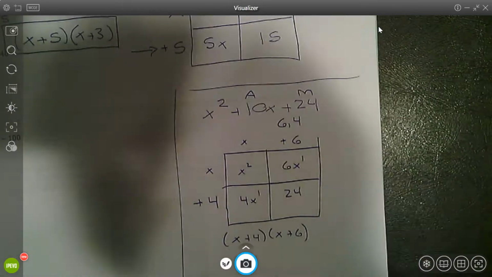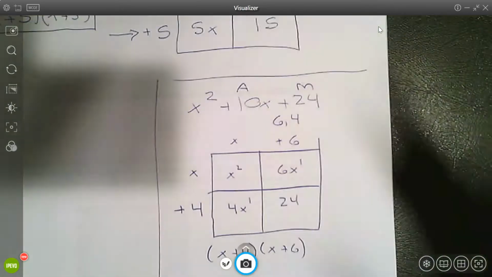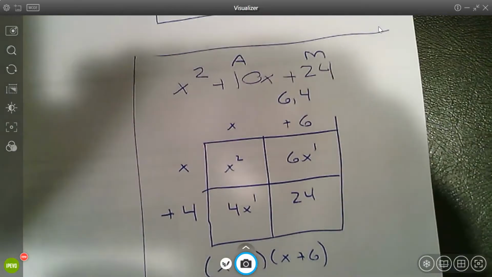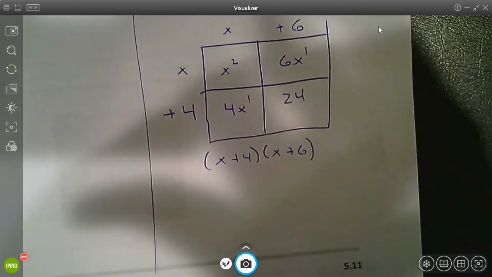So that's as basic as it's going to get as far as the signs go. Very simple, straightforward, x plus, and there we have it.